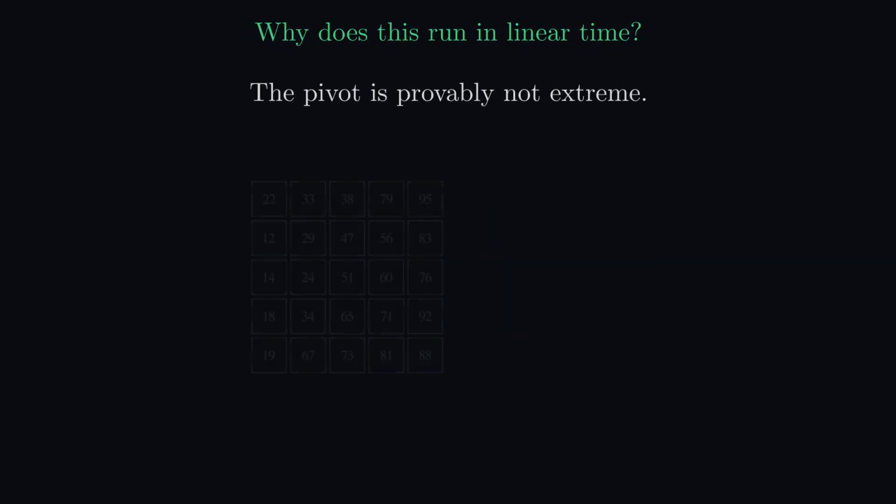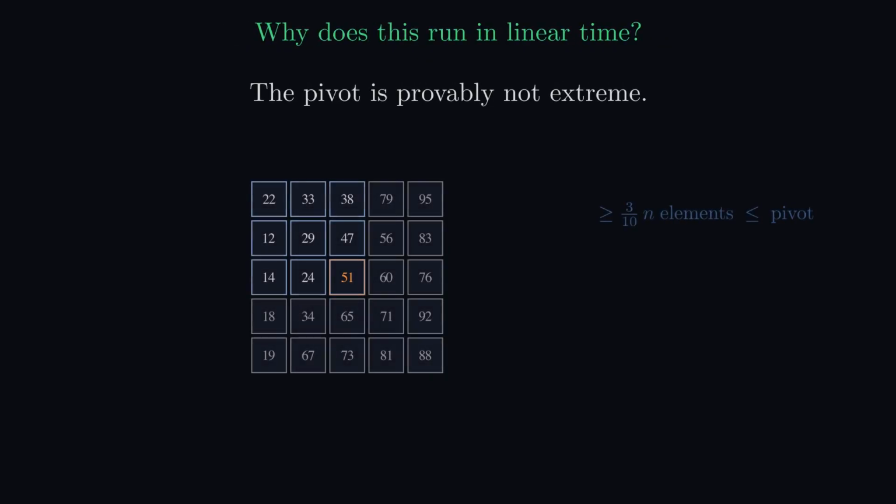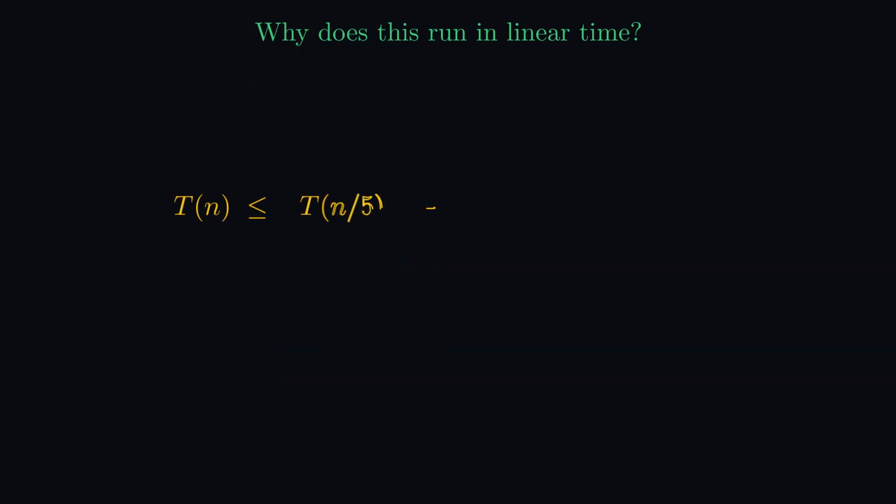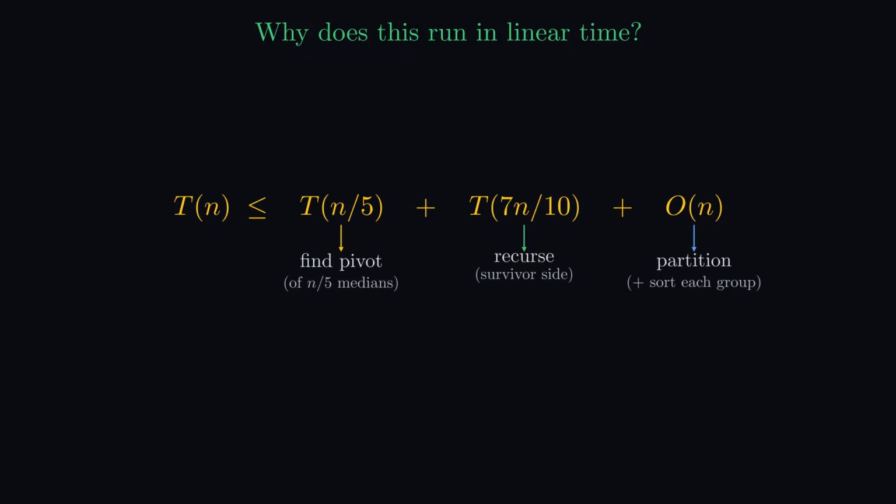So why does this whole procedure run in linear time? The key is that the pivot is provably not extreme. At least 3/10 of the elements are no greater than the pivot, and at least 3/10 are no smaller than it. So the recurrence becomes T(n) ≤ T(n/5) + T(7n/10) + O(n). The first term comes from finding the pivot recursively. The second comes from recursing on the surviving side. The third covers the partition and the group sorting, both of which are linear. Solving this recurrence gives T(n) = O(n).